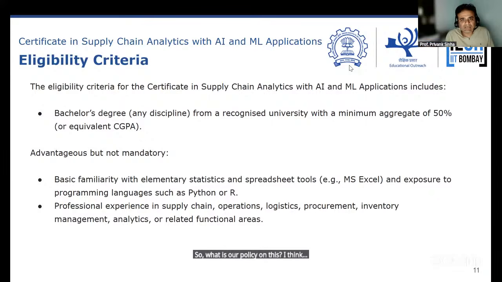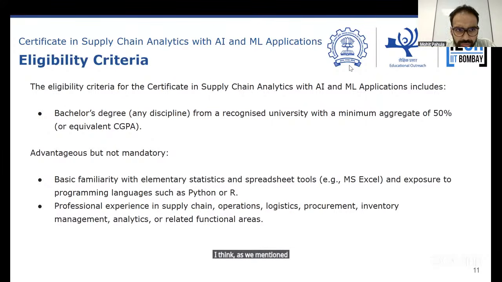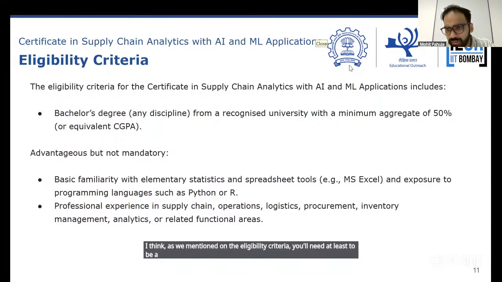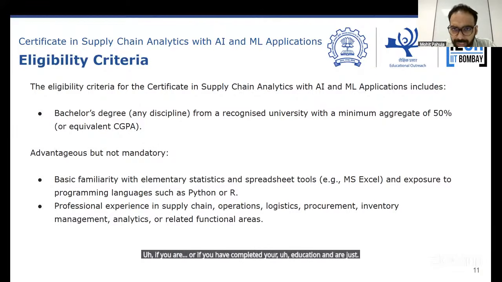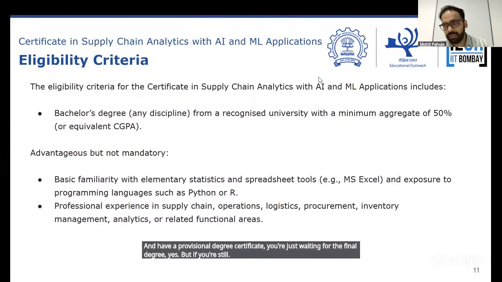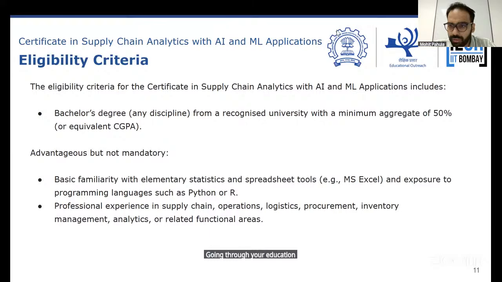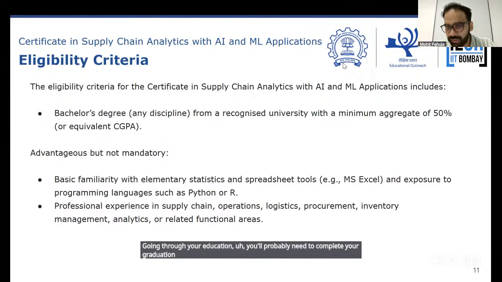I think, as we mentioned on the eligibility criteria, you'll need at least to be a graduate. If you are a fresher, yes, you can. If you have completed your education and have a provisional degree certificate, just waiting for the final degree, yes. But if you are still going through your education, you'll probably need to complete your graduation first and then join the course.